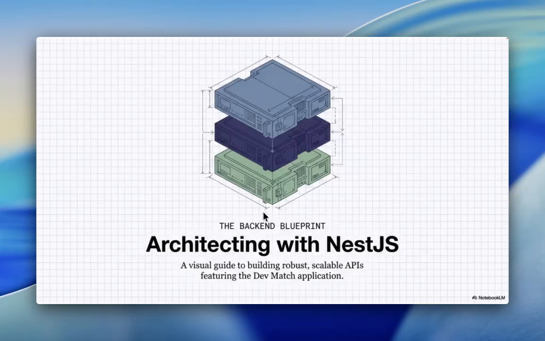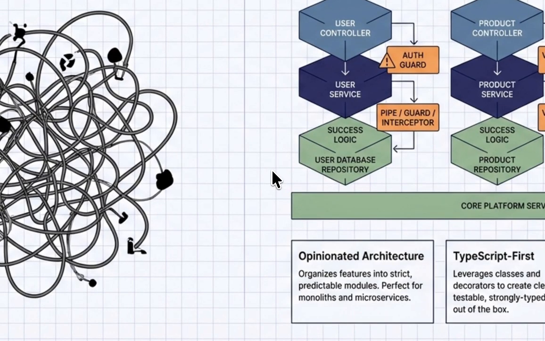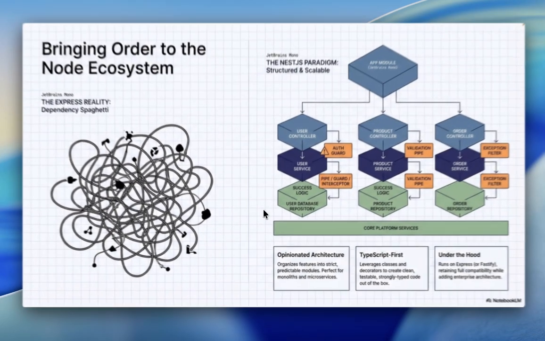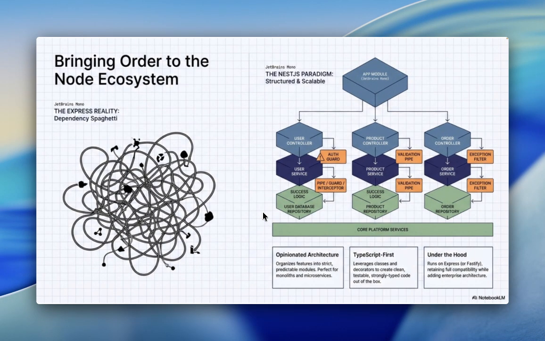The backend blueprint: architecting with NestJS, a visual guide to building robust, scalable AI-featuring DApp applications. Bringing order to the Node ecosystem, the Express reality: dependency spaghetti.